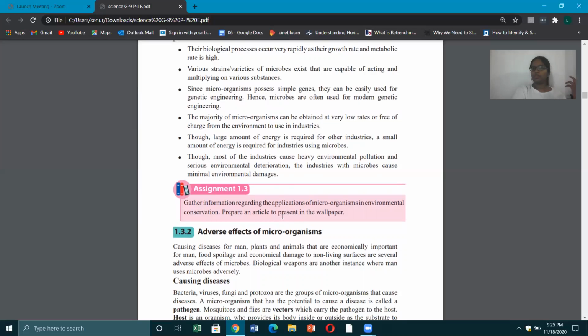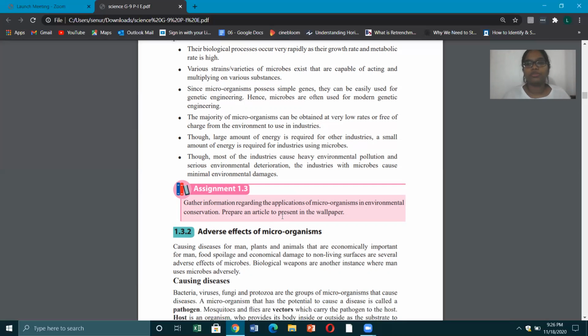We can get them at a very small price. Or else they can be totally free, because there are a lot of microorganisms everywhere in the environment, so it will be zero cost, or at a very low rate. Though a large amount of energy is required for the industries, a very small amount of energy is required when you use microbes. You don't need a large amount of energy.